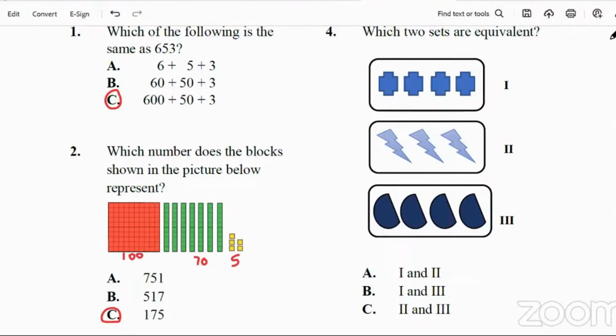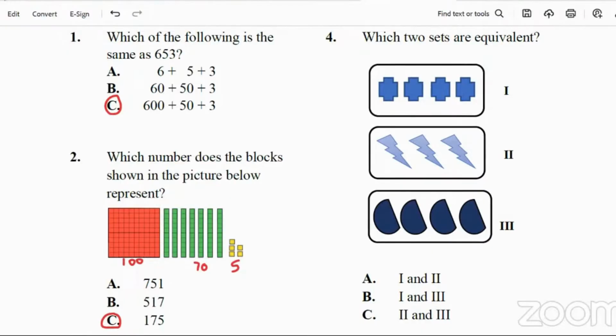Question 4 says, which two sets are equivalent? Okay, so what are equivalent sets? Okay, so we're going to be looking to see what's similar. 1, 2, 3, 4 in set 1. Then we have 3 things in set 2, and then 4 in set 3. So what two sets are equivalent? Having the same number of members in a set, and that's sets 1 and set 3. So the answer is B.